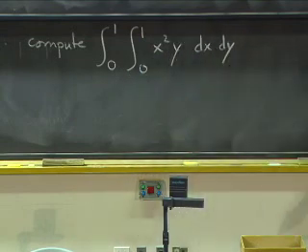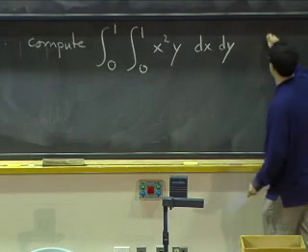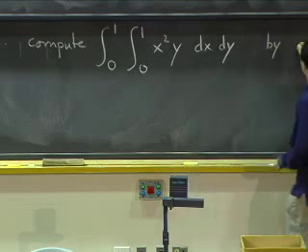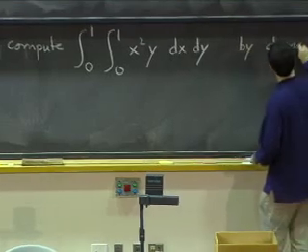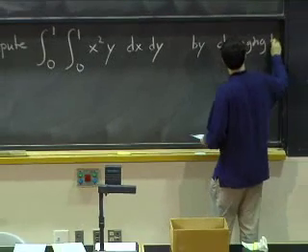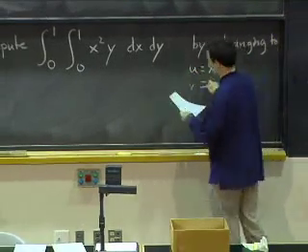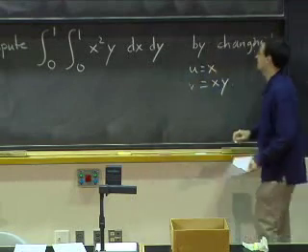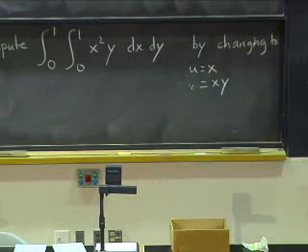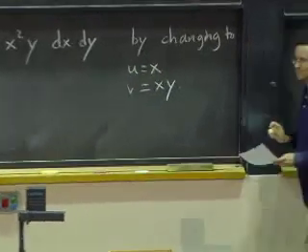So let's say that we want to compute this, and of course it's very easy to compute it directly. But let's say that for some evil reason, we want to do that by changing variables to u equals x and v equals xy. Okay, that's a very strange idea, but let's do it anyway.